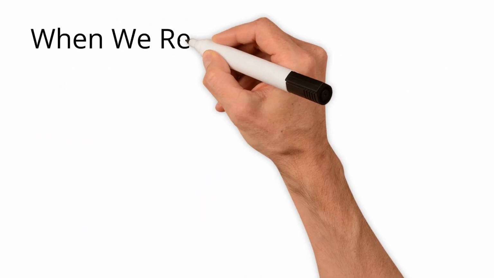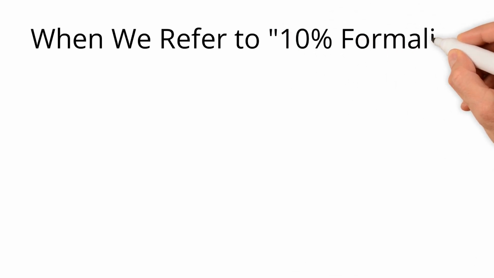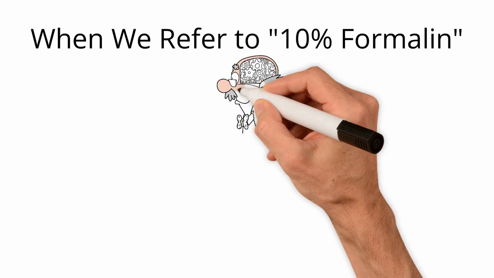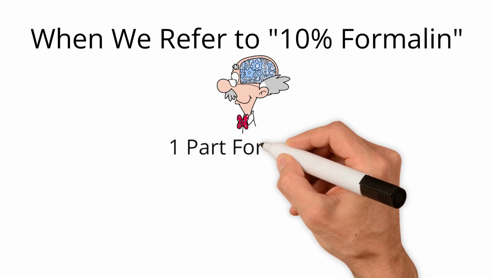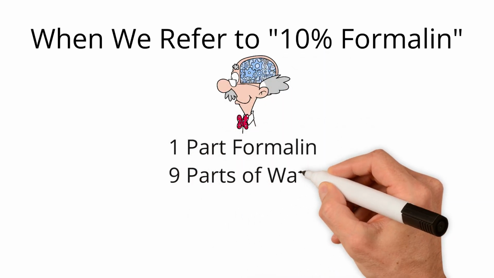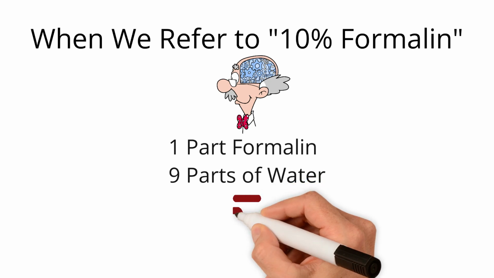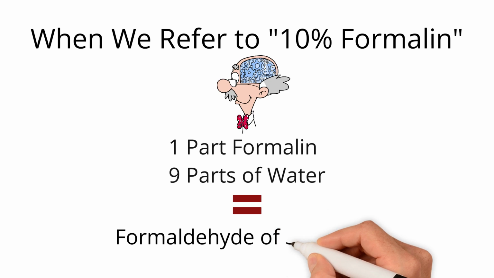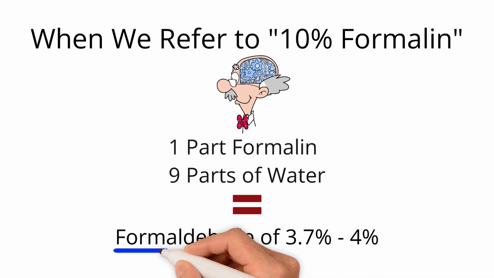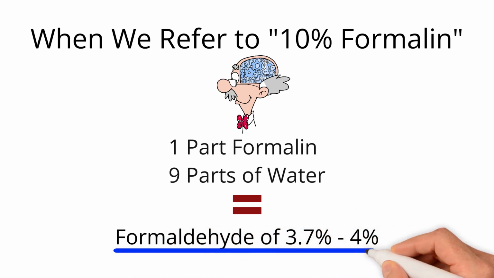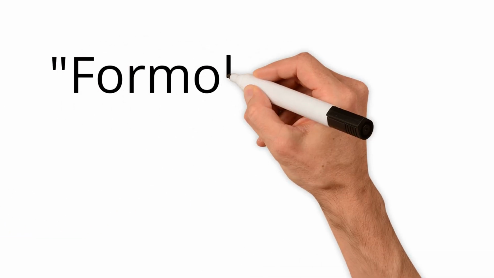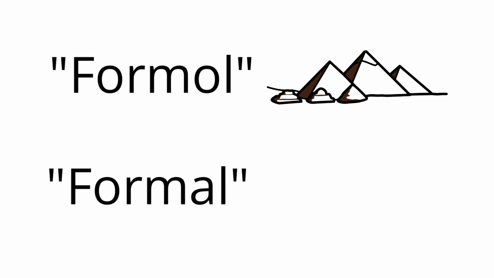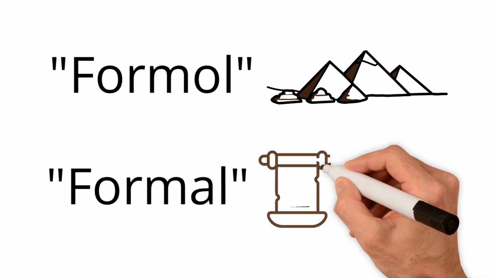When we refer to 10% formalin, we are actually talking about a 10% dilution of that stock solution, 1 part formalin and 9 parts of water, which results in a final formaldehyde concentration of approximately 3.7% to 4%. Older terms like formol or formal may appear in historical texts, but they are rarely used today.